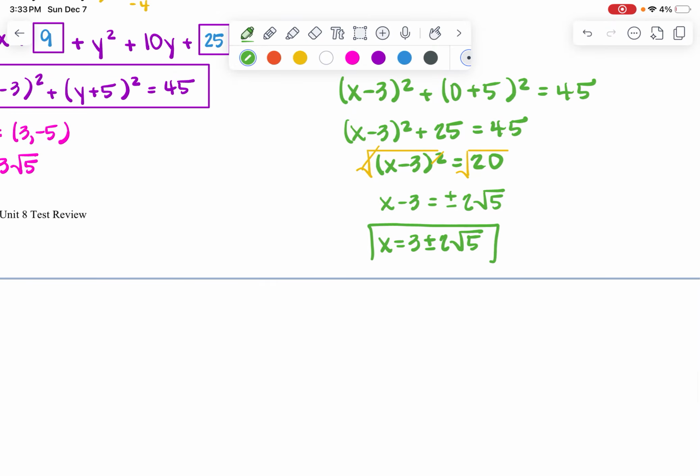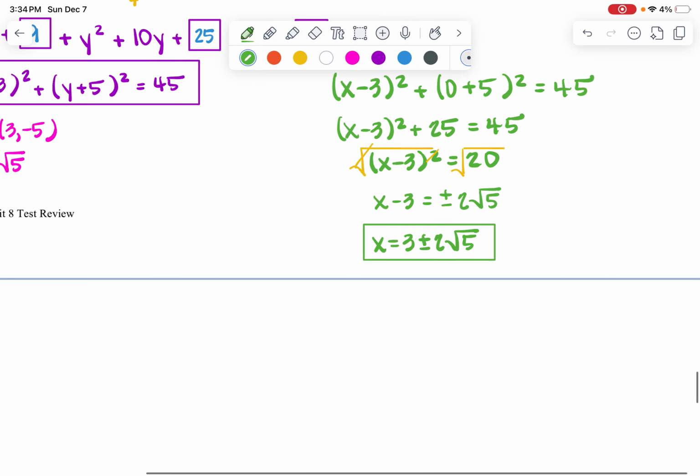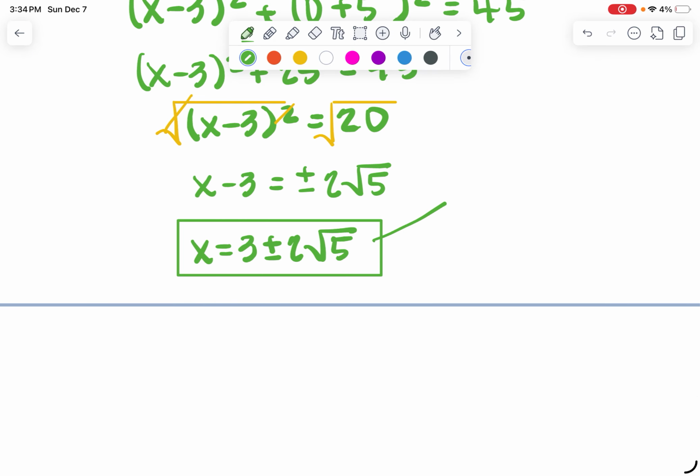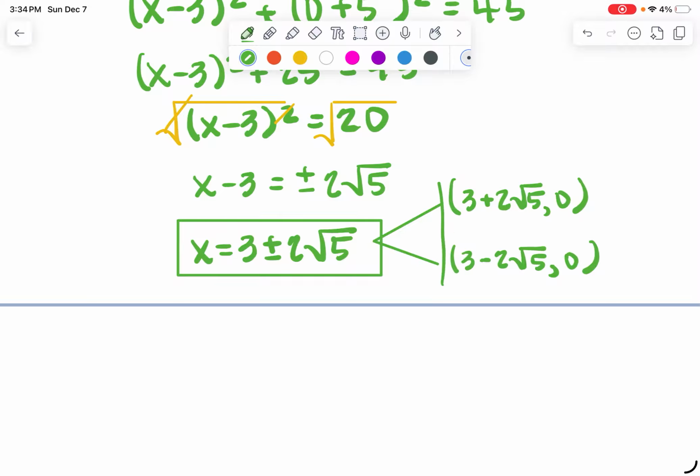If you just want to leave it like that, you can. If you want to be super fancy, you can split your answer up and write those as 2 separate coordinates, 3 plus 2 root 5, comma 0, like that's one of our x-intercepts. And then our other x-intercept would be 3 minus 2 root 5, comma 0. Right? I'm fine either way. However you want to write your answer is completely up to you. I'll take it either way.